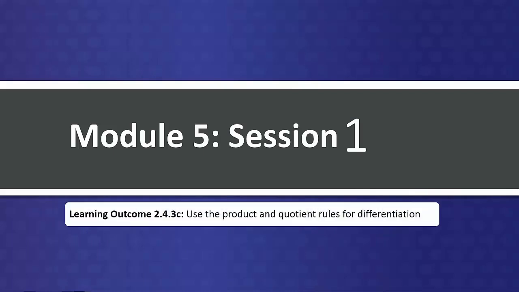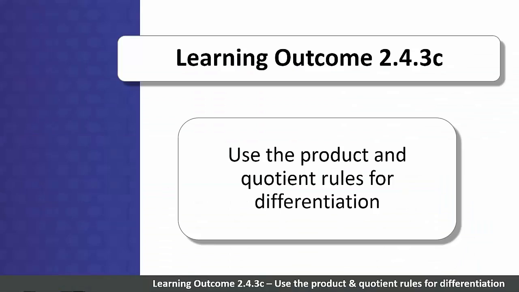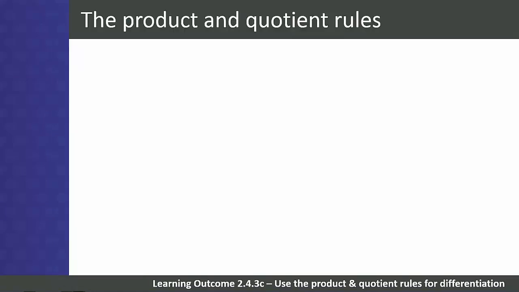Learning Outcome 2.4.3, the third part. Use the product and quotient rules for differentiation. Learning Outcome 2.4.3c. Use the product and quotient rules for differentiation. The product and quotient rules.